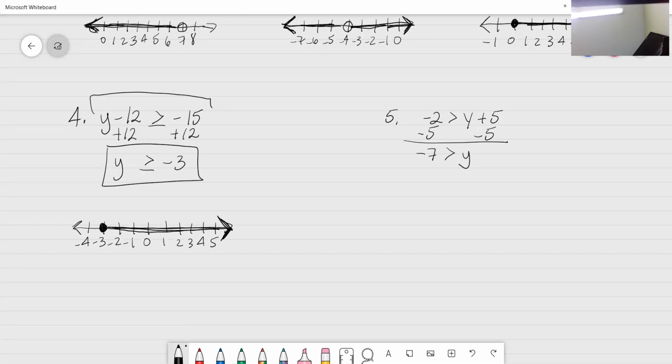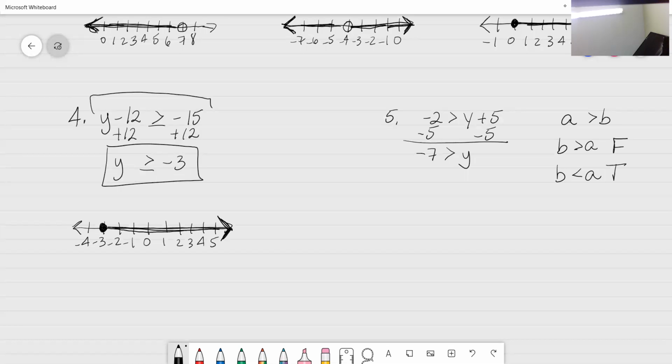Now, when you flip your expressions in an inequality, you must also flip your sign. So let me show you this. If I said A is greater than B, then I cannot say B is greater than A. This is false. If I switch those, I would have to say B is less than A, which makes sense logically, right? If A is greater than B, then B must be less than A.